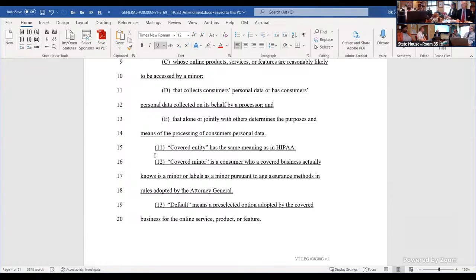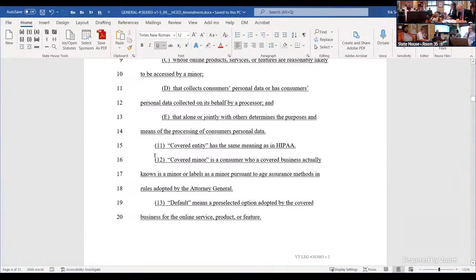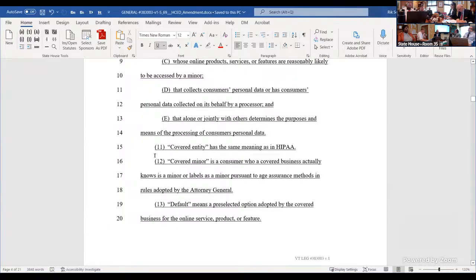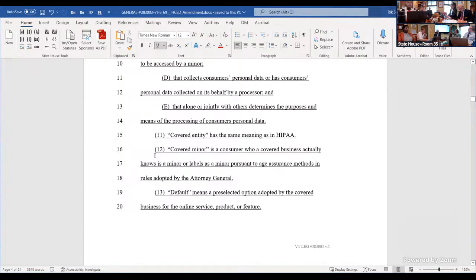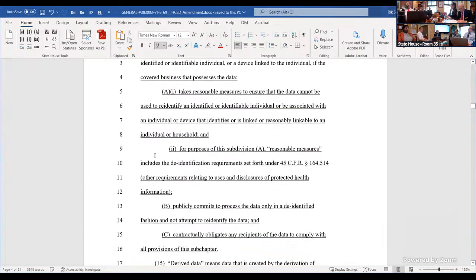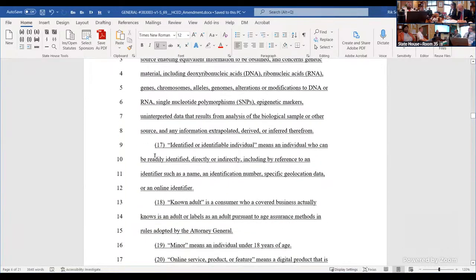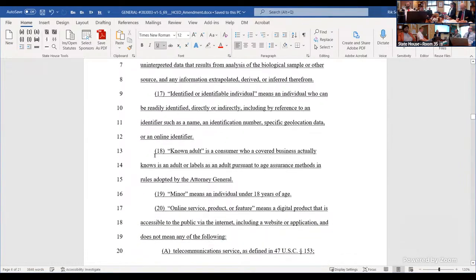Yeah. I wonder how you would go about proving that a covered business actually knows. Anyway, it probably depends on the service that you're offering. I imagine sometimes you do know if your consumers are actually minors. But I think more importantly, the punting to the AG there is important because it's knowing or labels pursuant to age assurance methods, right? Down to 18, a known adult is a consumer who a covered business actually knows is an adult or labels as an adult pursuant to age assurance methods. A minor is an individual under 18.